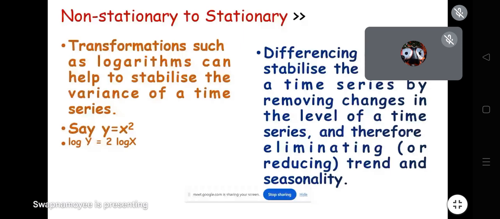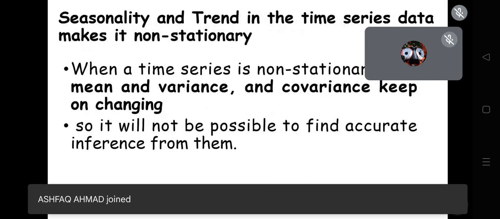For example, suppose your data is y equal to x square. If you simply take the log of this, log y, then by formula you know it becomes 2 log x. That means it becomes stationary data. So either you can make your data stationary by taking a log transformation, or you have to take the difference of the data, and the maximum permissible limit is up to the second order differencing, because if you go further, you are losing data very fast.